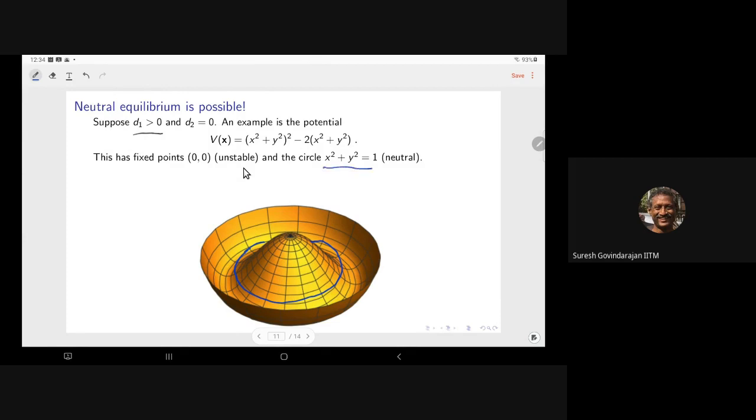Why is that neutral? Because it is stable in this direction, because D1 is greater than 0. But along this direction, if you kick it, it will just roll and stay there. It will just be there. So you have an infinite set of fixed points.